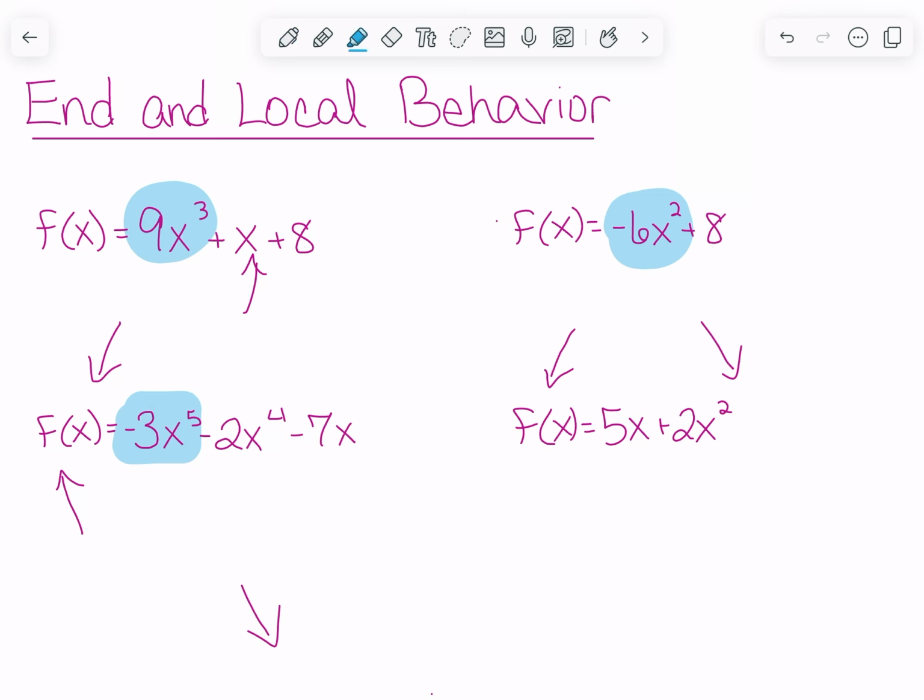Finally, f of x equal to 5x plus 2x squared. This time my leading term will be the 2x squared. This has a positive coefficient and an even degree, which tells me it's going to go up on both the left and the right.